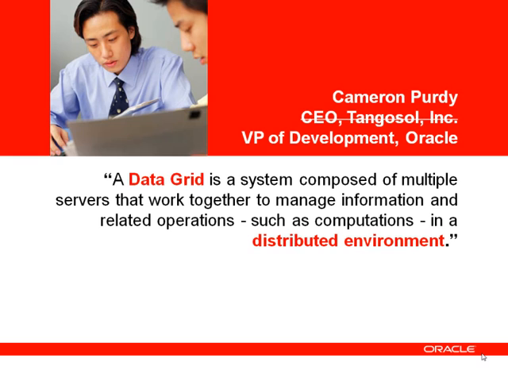A data grid is essentially a system of multiple servers that work together to manage information and related operations such as computations in a distributed environment. So the key words there that are bolded are data grid. Primarily we're talking about putting data and state into a set of machines, and distributed means it's not all co-located in one place, but spread over a large number of computers.